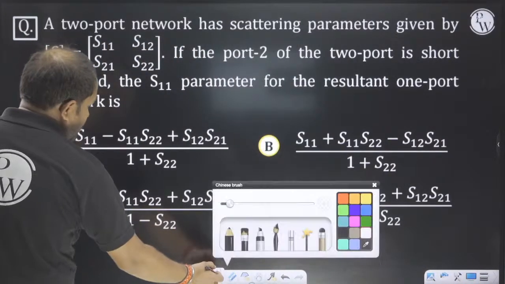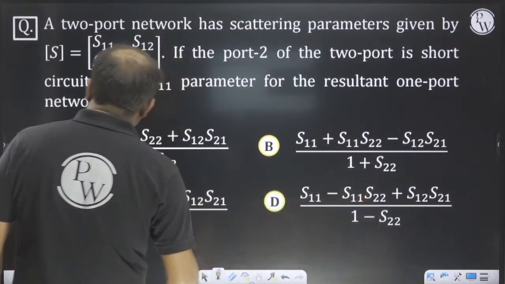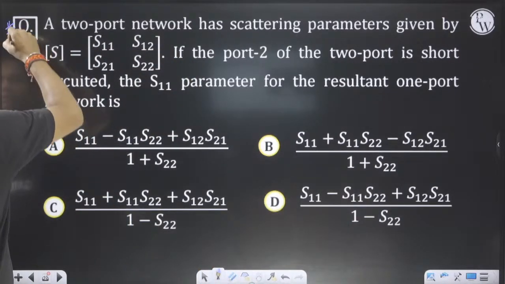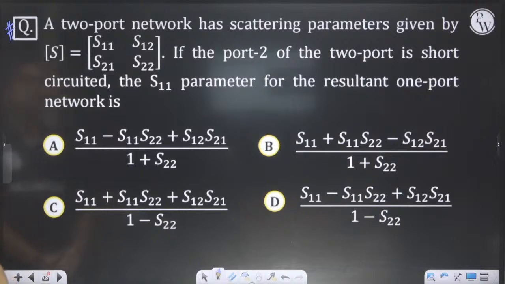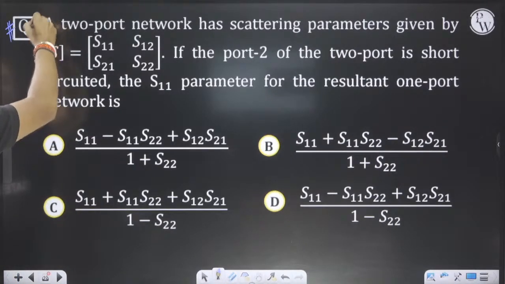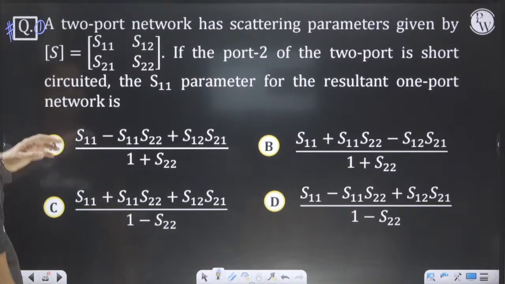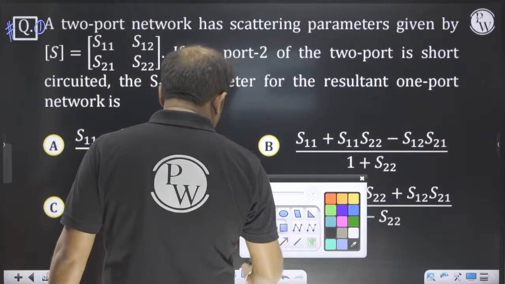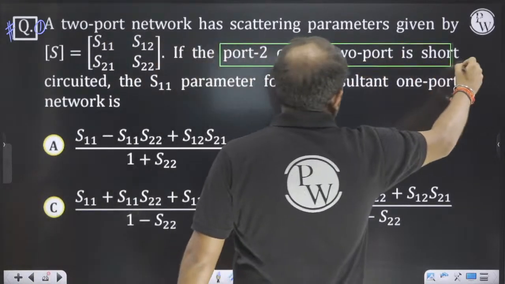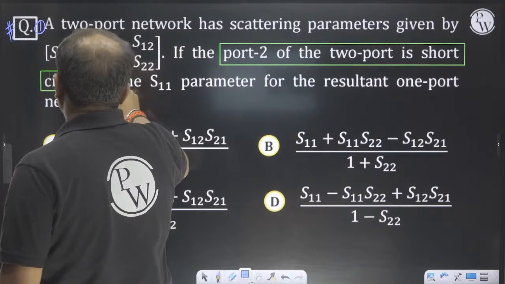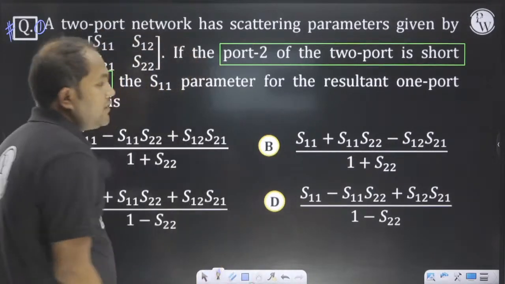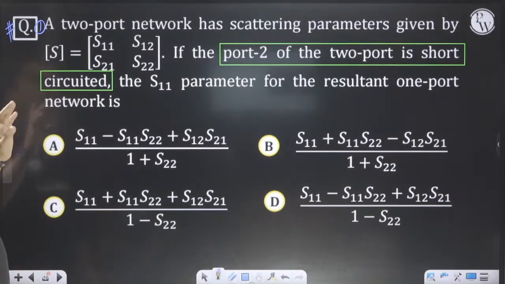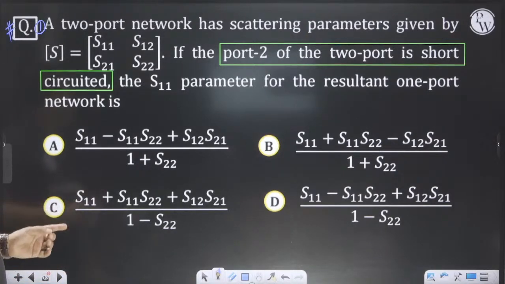This is our first question of S parameter. What is the first question? The question is, a two-port network is given with S11, S12, S21, and the second port is short circuited. You can see here it is written the second port is short circuited. It is not matched. If it is matched, then S11 will be equal to S11, but here it is short circuited. Then they are asking for the S11 of the resultant one.